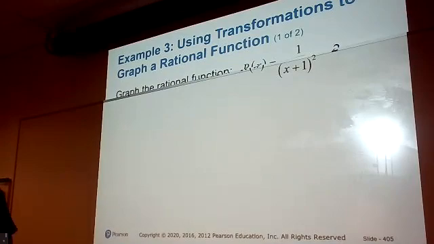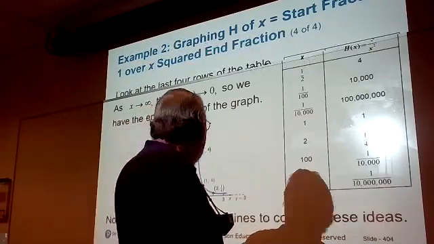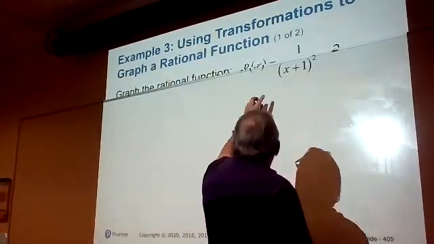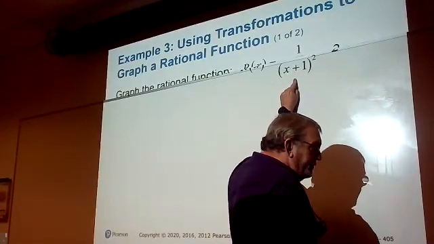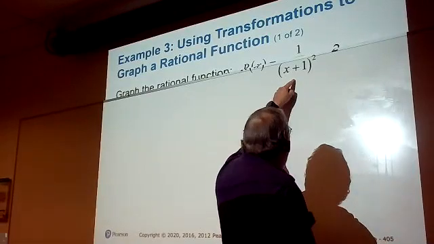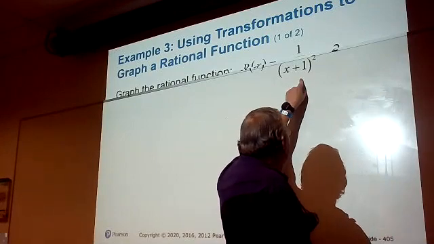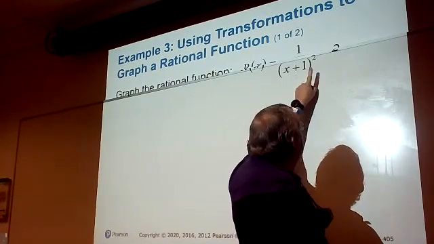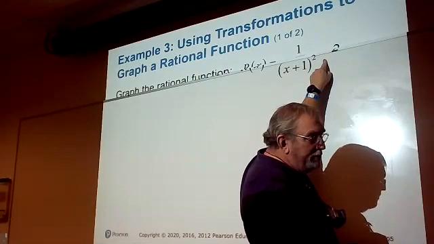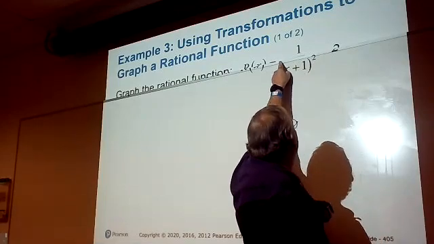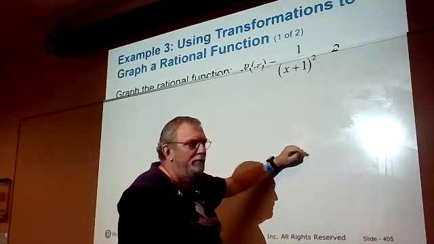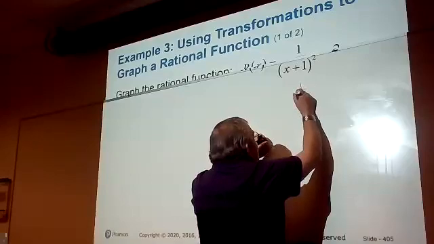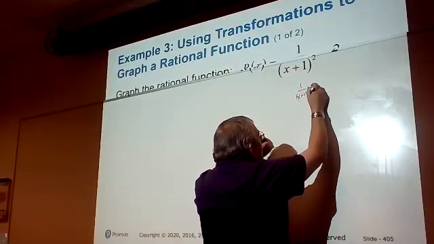Now, the graph of this rational function, since we know what the graph of 1 over x squared looks like, I can use transformations to find the graph of this function. All right, this is 1 over x plus 1 squared minus 2. There's a minus sign and there's a fraction mark here. Okay, so it's 1 over x plus 1 squared minus 2.